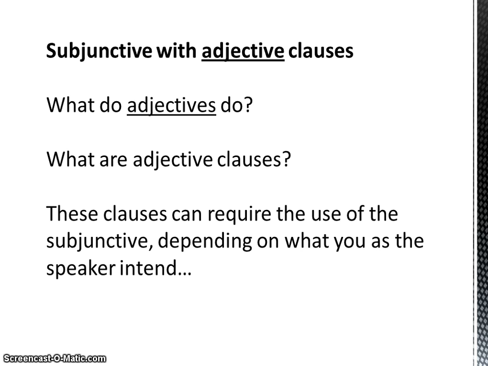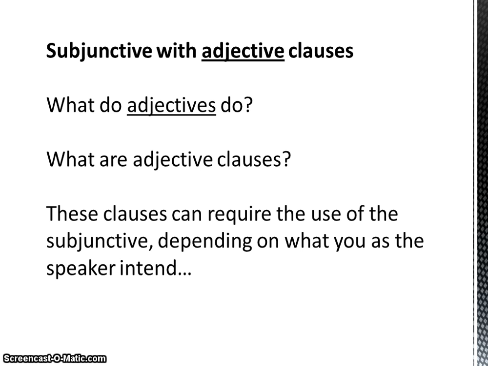Subjunctive with adjective clauses is what we're going to talk about next. Last time we were talking about subjunctive with noun clauses. That was the "you weirdo," expressing emotion and trying to get people to do things. So this time, instead of trying to tell people what to do in that passive-aggressive way, we're going to describe things that may or may not exist. So we're going to be using adjective clauses to do that.